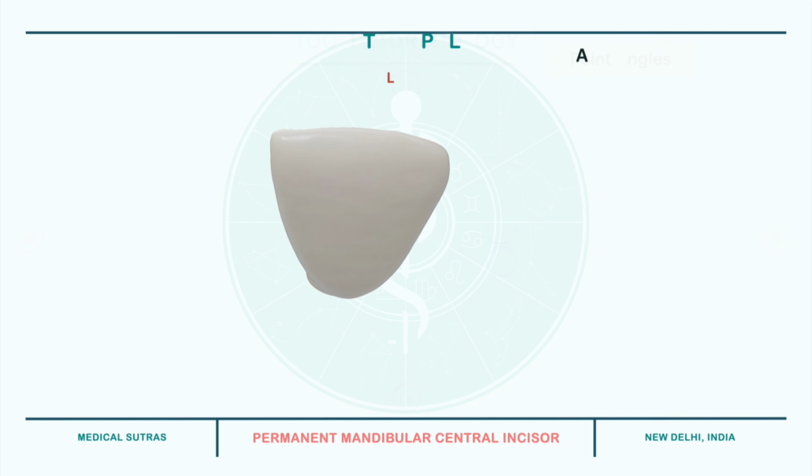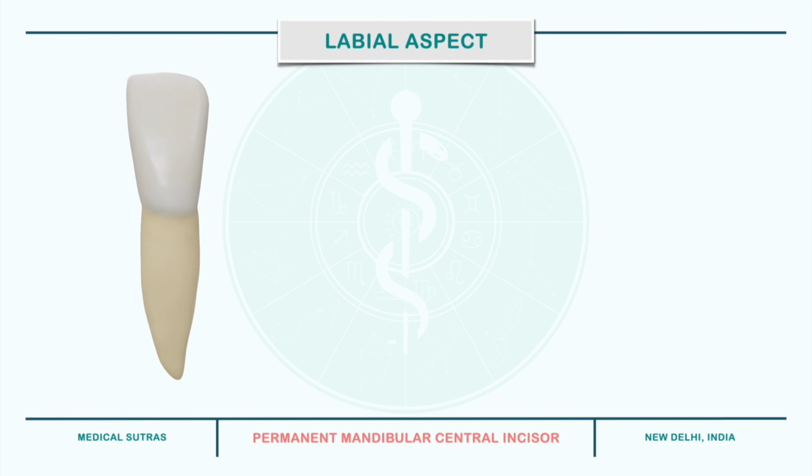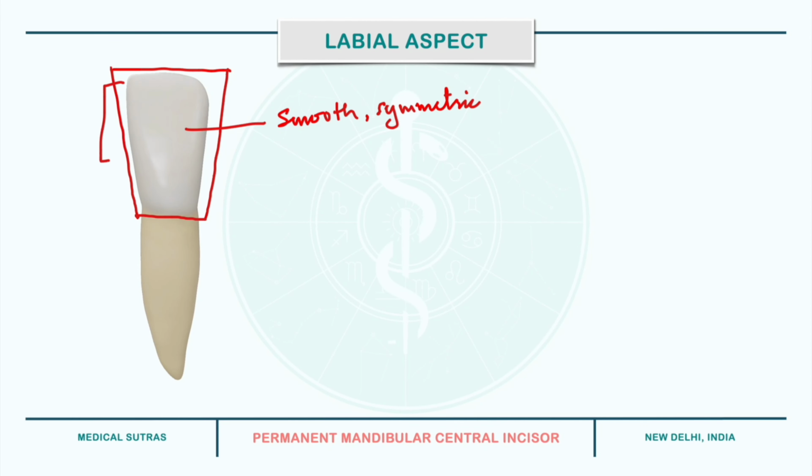Starting with the labial aspect. The crown is trapezoidal in shape with the shorter of the uneven sides at the cervix. The labial surface is smooth and symmetric. It is flat in the incisal third and becomes convex in the cervical third.